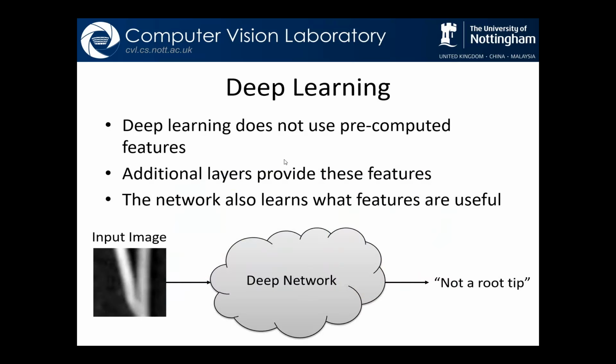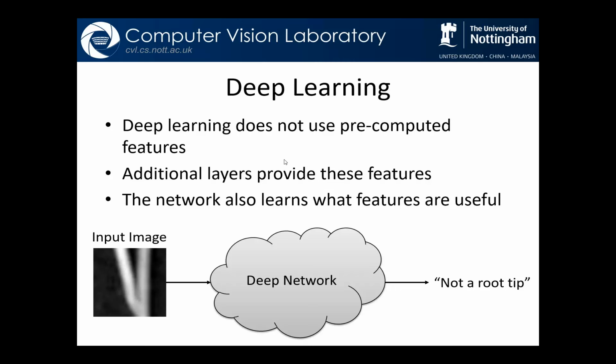Now we no longer choose maybe HOG features or SIFT features or edge detection as our input to our network. All we do is we create a much larger network that directly sits on the image and learns everything. So it doesn't just learn how to classify root tips, it also learns what features it needs to do that best. So if it needs to do edge detection, it will do that. If it needs to calculate the horizontal areas, it will do that.